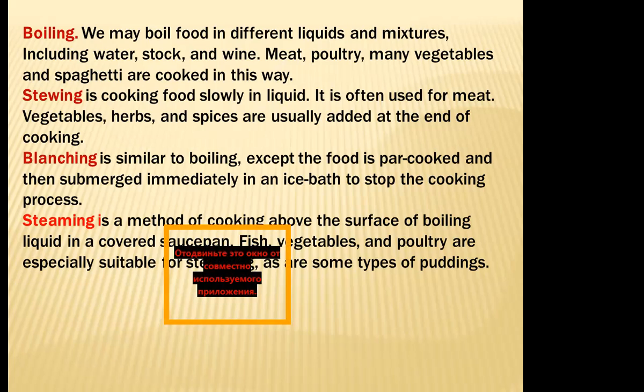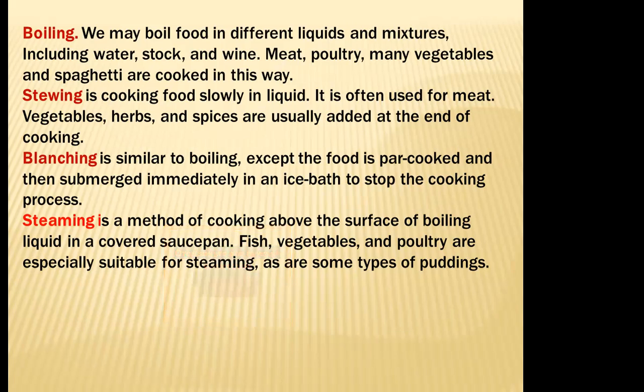Blanching is similar to boiling, except the food is par-cooked and then submerged immediately in an ice bath to stop the cooking process. Steaming is the method of cooking above the surface of boiling liquid in a covered saucepan.